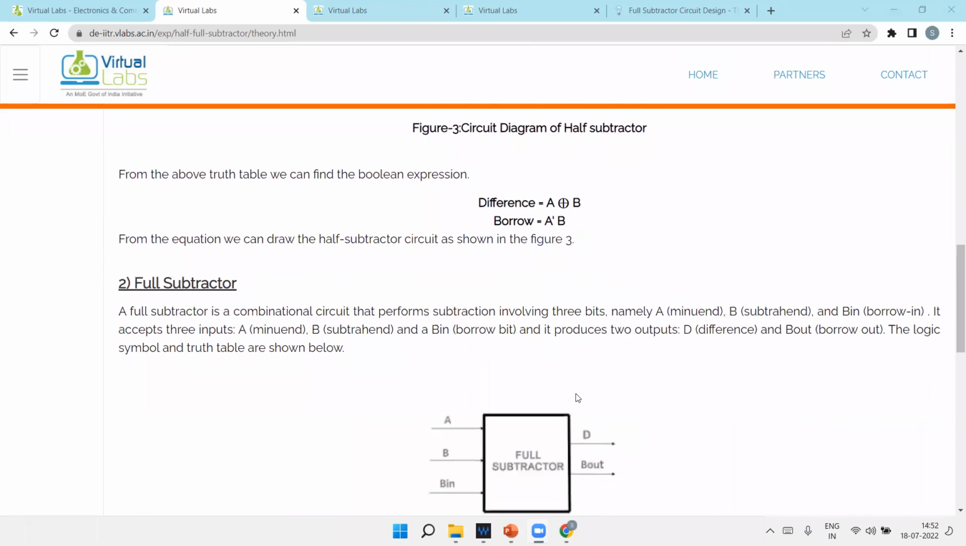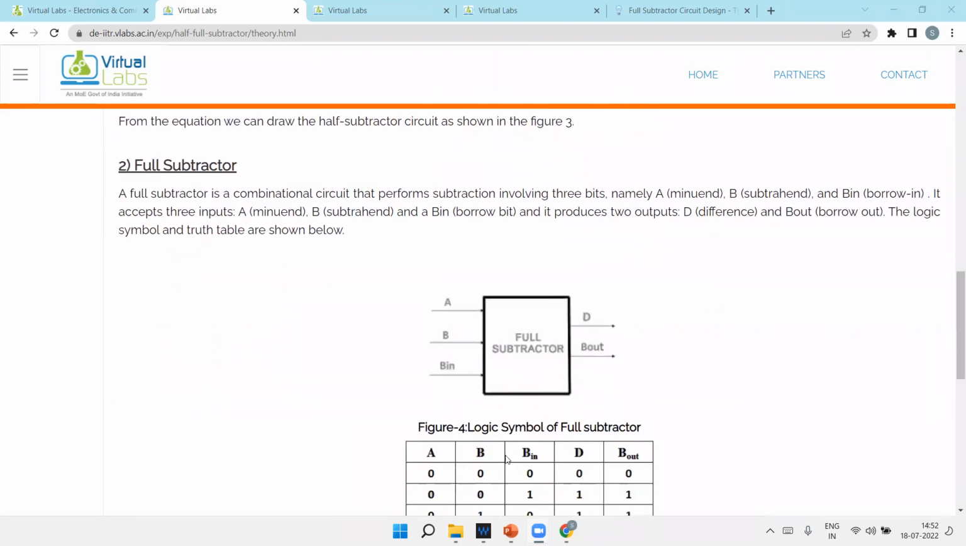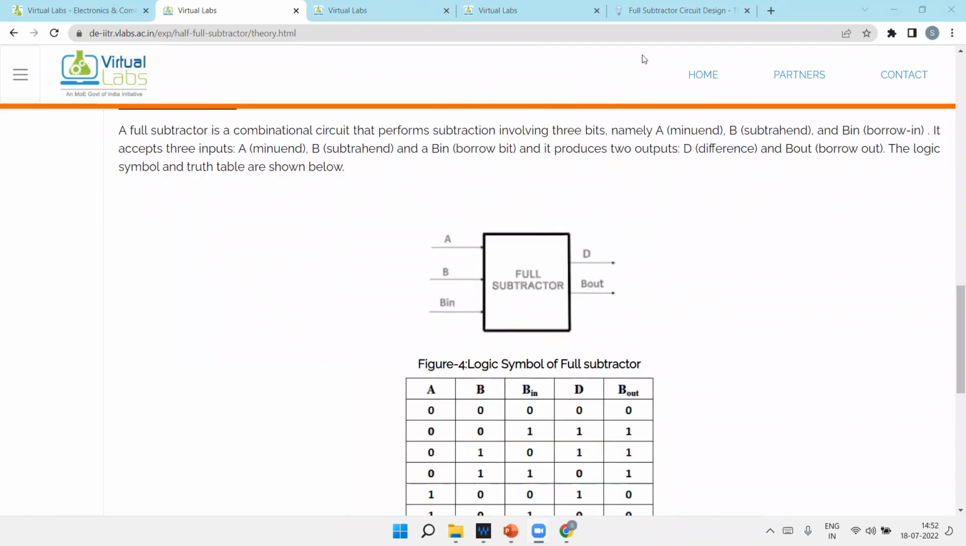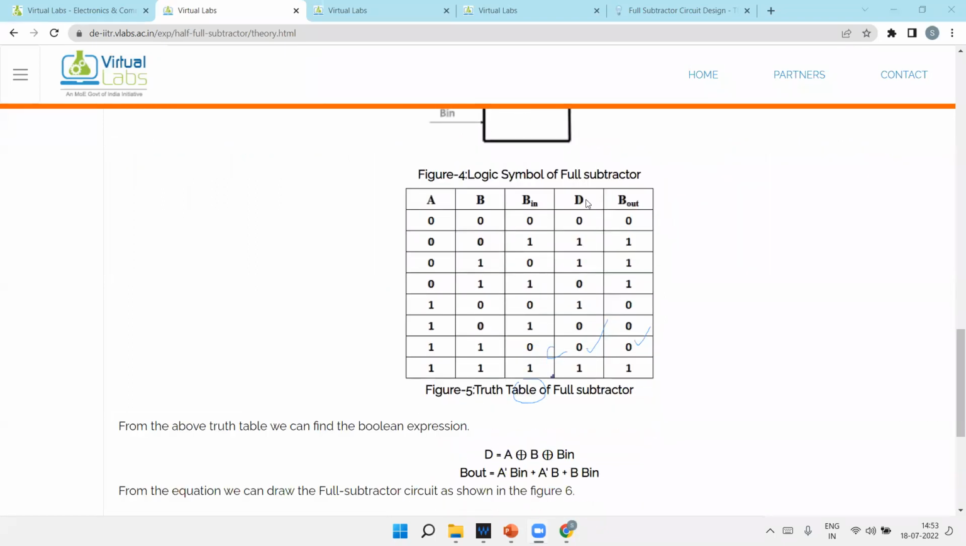Now the full subtractor will subtract 3 bits. So A, B, and generally we write C. Here it is written B in. I used to use C. So A, B, C or A, B, B in. There are 3 inputs, and difference and borrow out are the outputs. Now what you have to do: take pen and paper and do it yourself. Solve the K map. Solve the equations of D and B out using the K map.